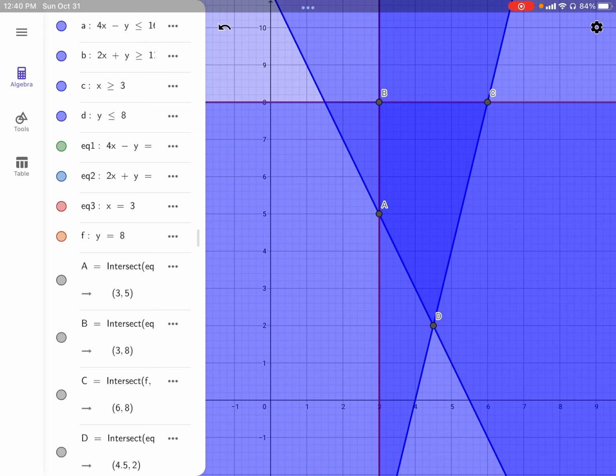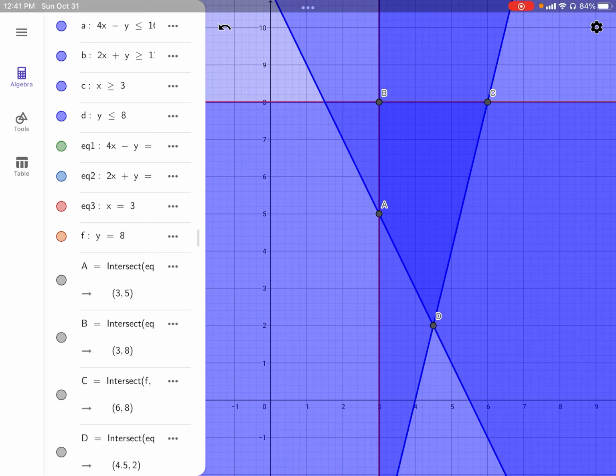By the way, there are a ton of options too. You could change the shading colors and everything about this. GeoGebra is so cool. Up in that upper right, that gear, change the settings. All right, now I have these points.